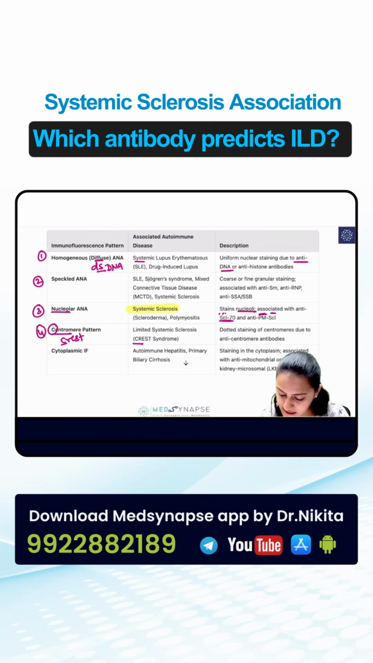So dotted staining of the centromeres due to anti-centromere antibodies. These are all in the nucleus that we are talking about, right? Diffuse, or speckled, or nucleolar, or centromere, or it can be peripheral also. In the cytoplasm, you have the mitochondria, right? So anti-mitochondrial antibody, which is going to be there in primary biliary cirrhosis, or the microsomal anti-LKM, also in the cytoplasm, which is present in autoimmune hepatitis. So that is going to be cytoplasmic.